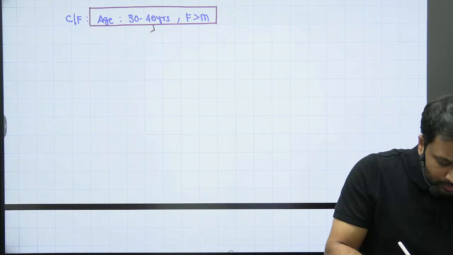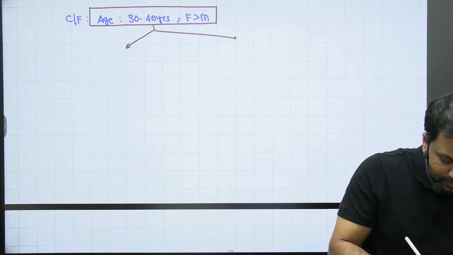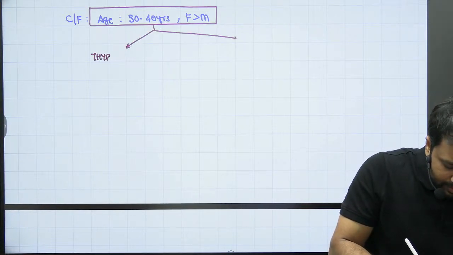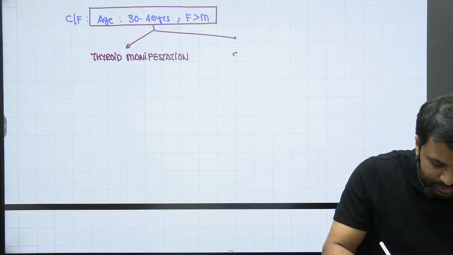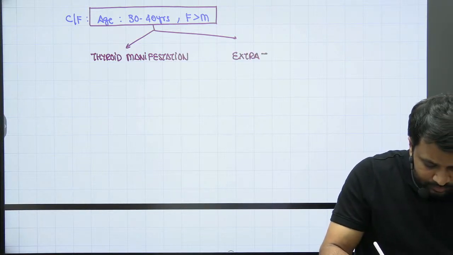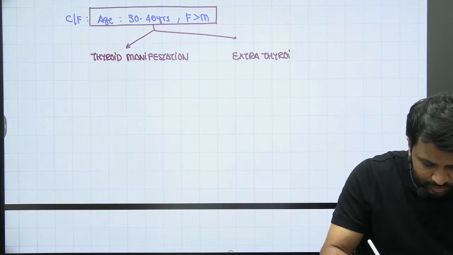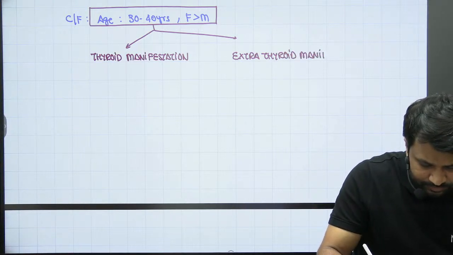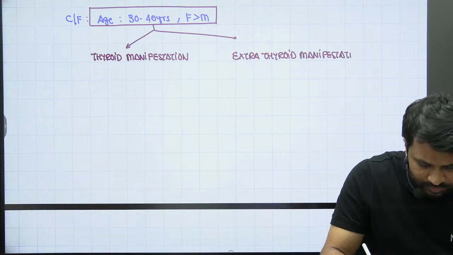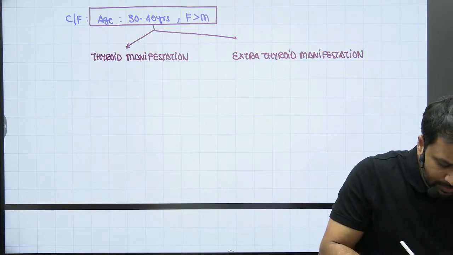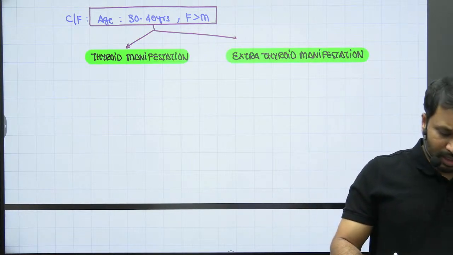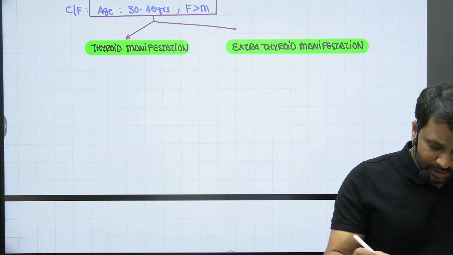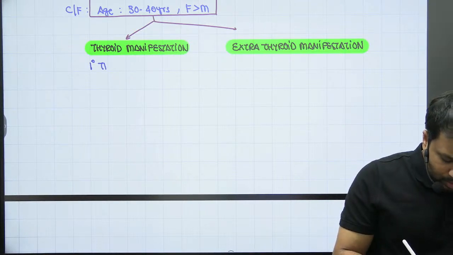So we talk about the thyroid manifestation and the extra thyroid manifestation. We'll discuss what the thyroid manifestations are and what the extra thyroid manifestations are. Now in the thyroid manifestation, we will say the patient is having primary thyrotoxicosis.